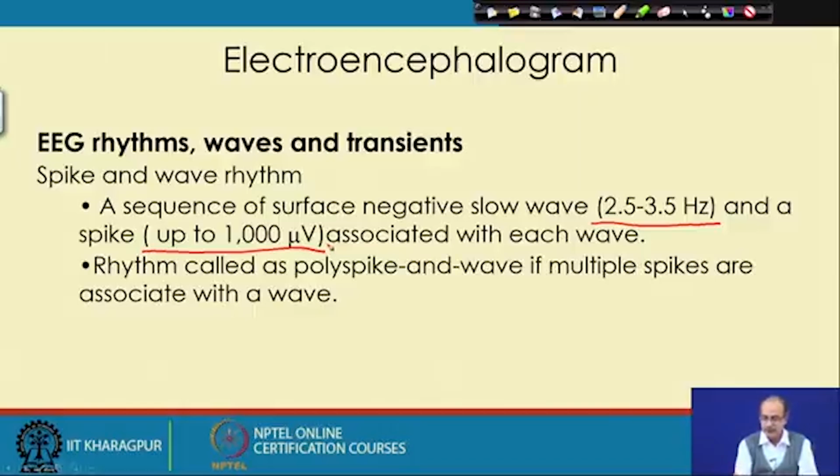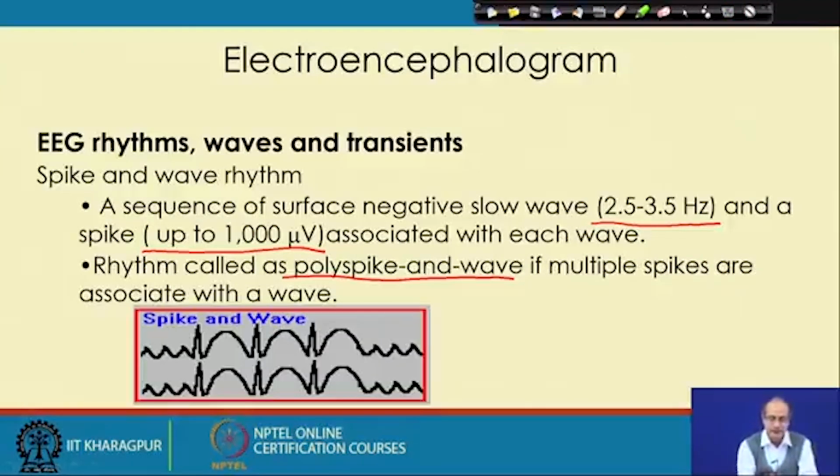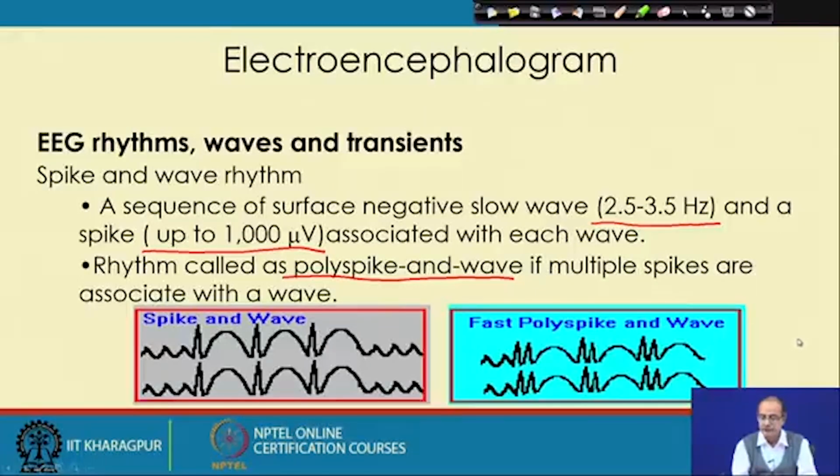The slow wave has a very low frequency, 2.5 to 3.5 hertz, and the spike has a large amplitude. And this kind of rhythm, if it is associated with multiple spikes, then we call it polyspike and wave. Usually one spike would be there, but if we get multiple of them together, that is called polyspike. So, here we get some examples of spike and wave: the spike followed by the wave, and again the same repetition is going on. In a very similar way, we can have the polyspike and wave.